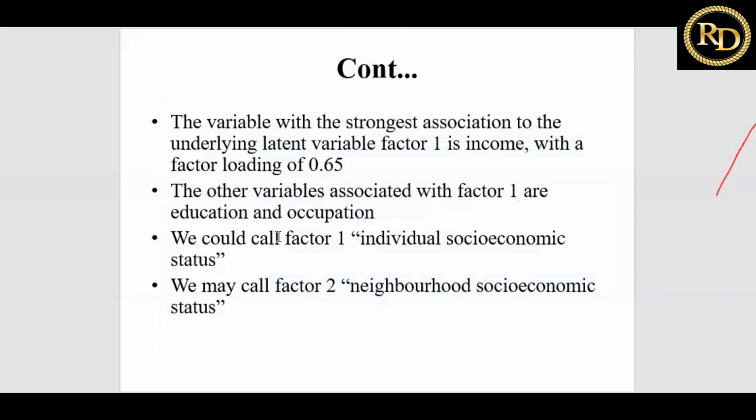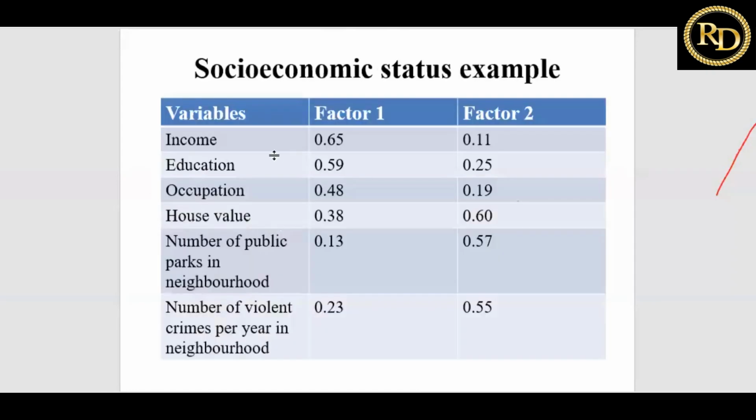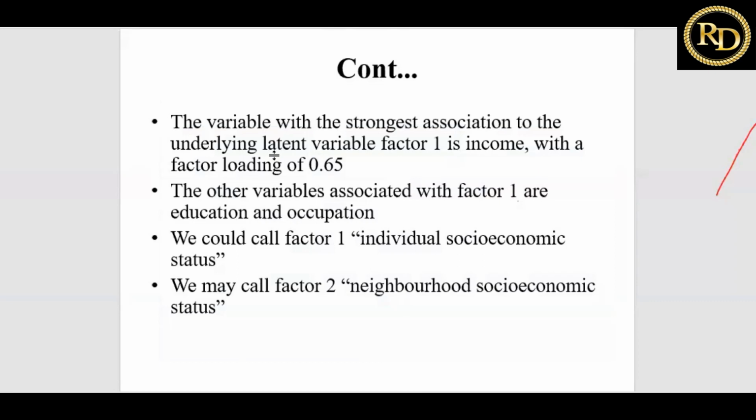Now the variable with the strongest association to the underlying latent variable, that is factor 1, is income, with the factor loading of 0.65. This we saw in the last table. The other variables associated with factor 1 are education and occupation. So you can give individual socio-economic status for factor 1, and for factor 2 you can give neighborhood socio-economic status. This way you can give the namings to these two factors.